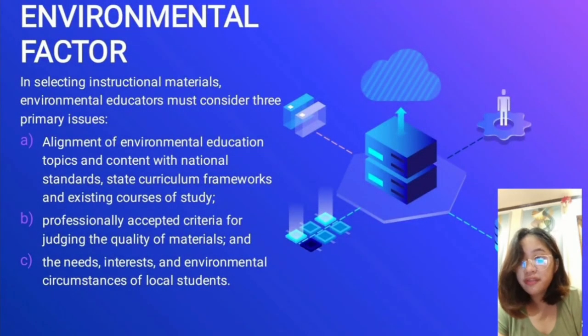An environmental factor: in selecting instructional materials, environmental educators must consider three primary issues. First is the alignment of environmental education topics and content with national standards, state curriculum frameworks, and existing courses of study. Second, professionally accepted criteria for judging the quality of materials. And last is the needs, interests, and environmental circumstances of local students.